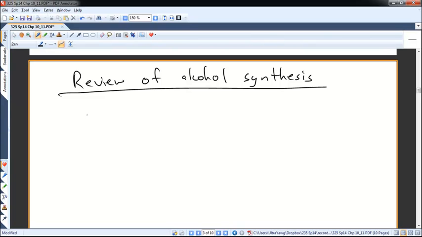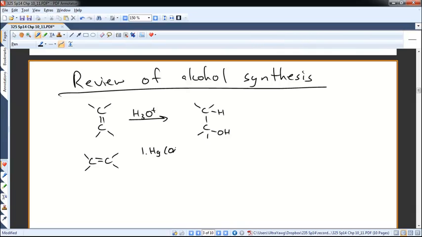Alright, hopefully you came up with this. One way is hydration. So an alkene plus aqueous acid will give you the Markovnikov product of the alcohol. Right, so you've hydrated the molecule. The other way is the no rearrangement possible oxymercuration demercuration, so HgOAc2, followed by sodium borohydride. That also gives you the Markovnikov addition. So this one's Markovnikov, this one's Markovnikov.